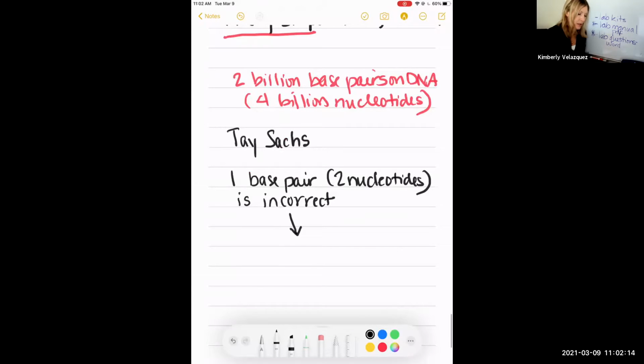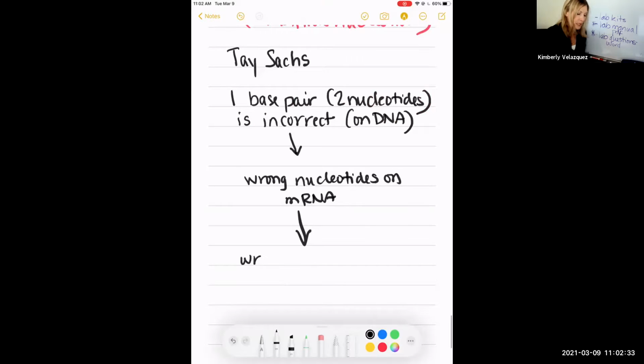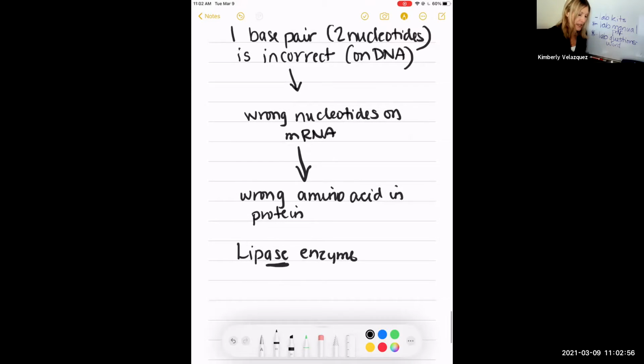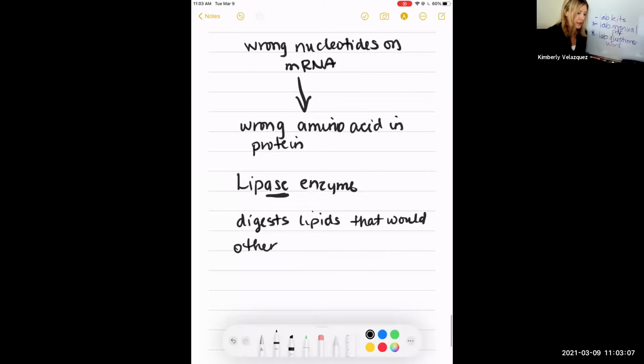And that leads to, so this is on the DNA, and that leads to the wrong nucleotides on the messenger RNA, and that leads to the wrong amino acid in that protein. Why is this a big deal? It's a big deal because of what this protein is. It's a lipase enzyme. Okay, again, enzymes end in ASE and they tell you what they do. This one digests lipids, fats, that would otherwise accumulate in the brain.